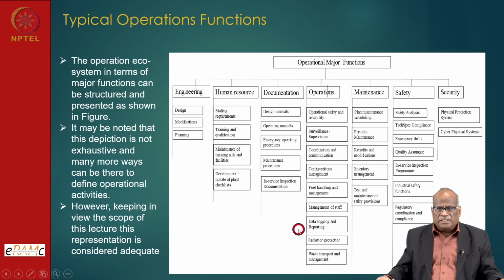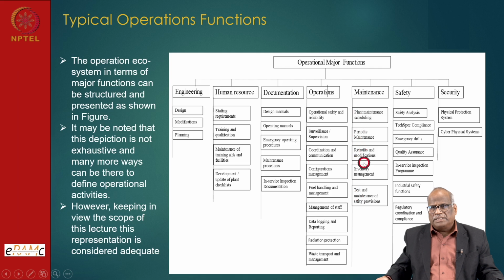Radiation protection is basically meant for hazard control and measurement of radiation aspects, and waste transport and management. Maintenance: we have the maintenance frequency, maintenance crew, human factor, periodic maintenance, retrofit, and inventory management. I think we saw inventory management as part of operation research, how we can improve inventory management. One more, queuing theory or something; we will talk about decision making and all in one topic. And then test and maintenance.